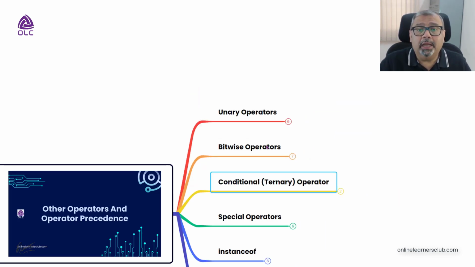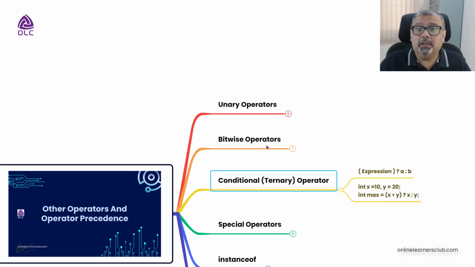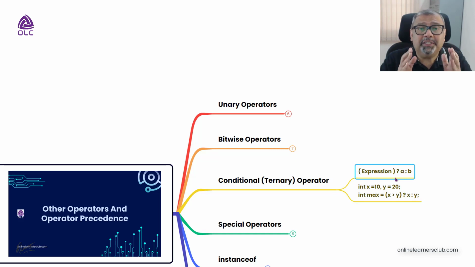Next, we do have a conditional operator, also known as the ternary operator. So what is that? Let's take an example here. You have an expression, and if that expression is true, then it results in value A, or else it will result in value B. So this is a simple example.